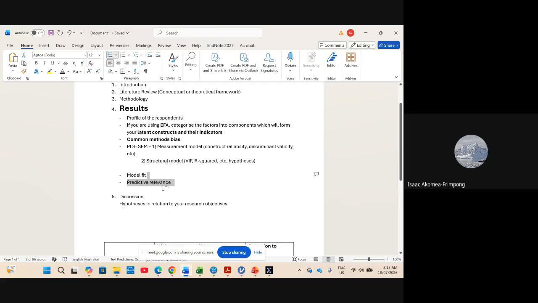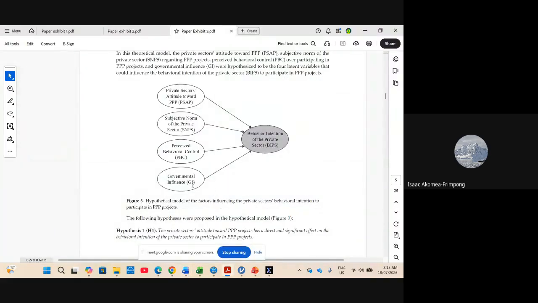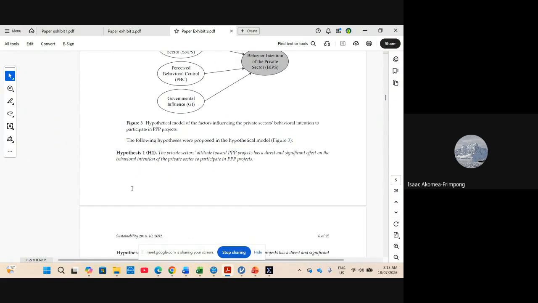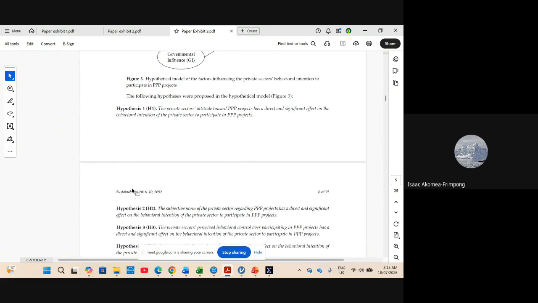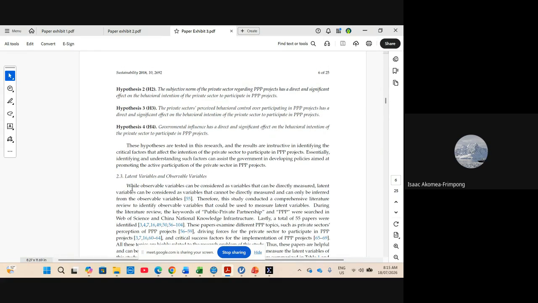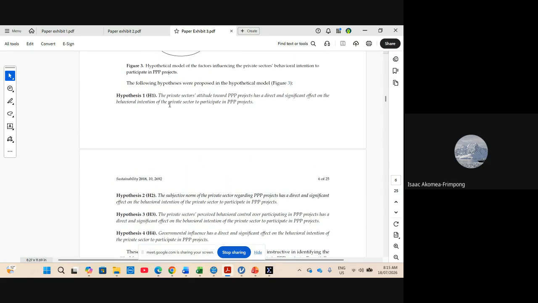Whether you have been able to achieve what you claim. For example, this is the hypothesis, this is the second hypothesis, and so on. The question is, based on your results, are these claims the same, or are they different? That is what you have to discuss.